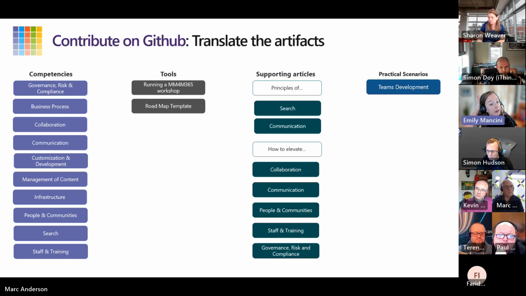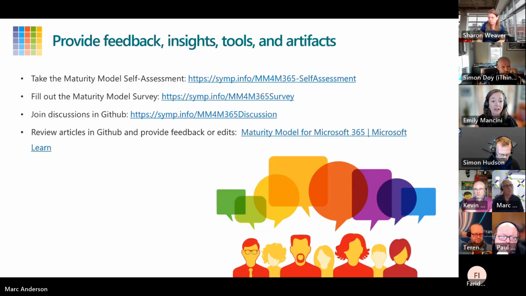Now, looking at our next slide for contribute on GitHub. Whoops. I guess I spoke over it. Just wanted to call out that, of course, you can review any article at any point in time.